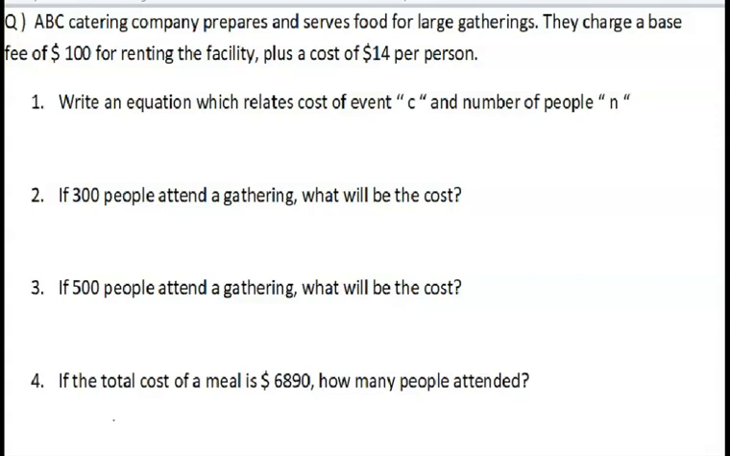So we already have the $14 per person, which is the N, and the question says we can use C as the event cost. The renting facility is $100, so the equation is C equals 100 plus 14N.